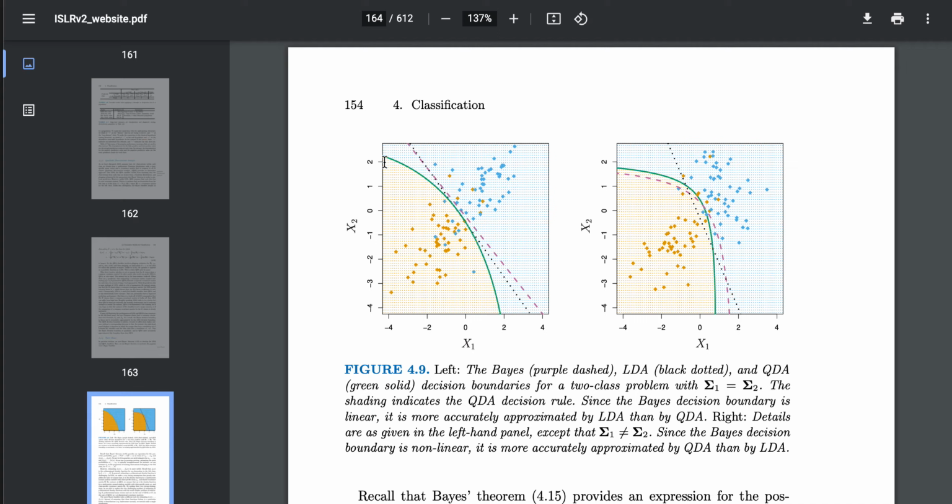Is it reasonable to use quadratic discriminant analysis? Well, in this case, because we know that the data originated from two Gaussian distributions with the same covariance, using QDA here is moving into the territory of overfitting, because QDA provides a flexibility which, for this data, is unnecessary.